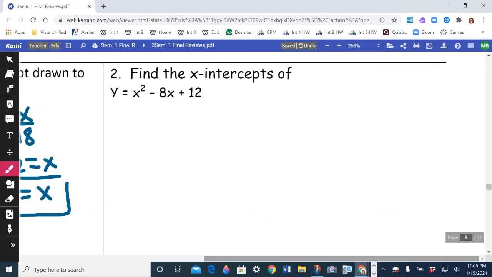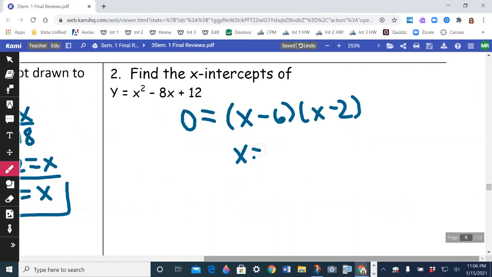On number 2, find the x-intercepts. So I'm going to make y 0, and I'm going to factor this. And so what multiplies to 12 and adds to negative 8? That is going to be an x minus 6 and an x minus 2. So I have an x-intercept at 6 and I have an x-intercept at 2.